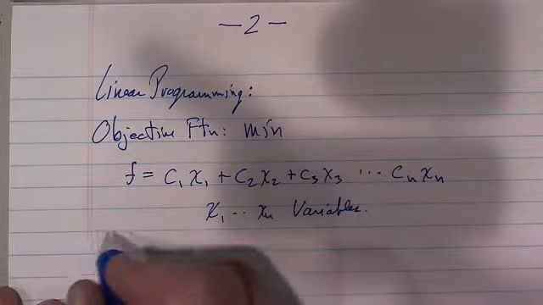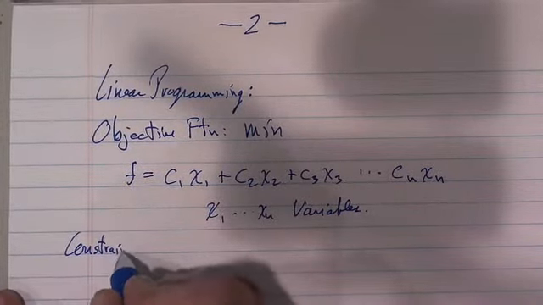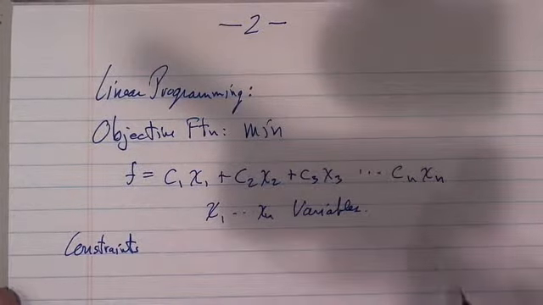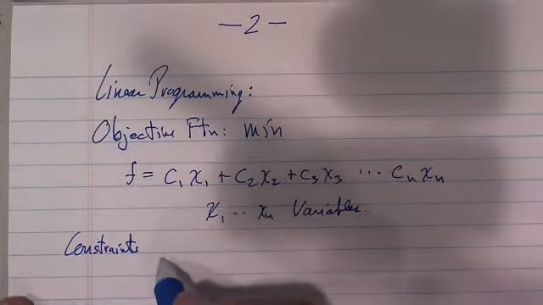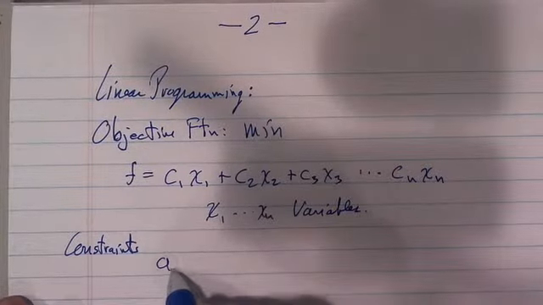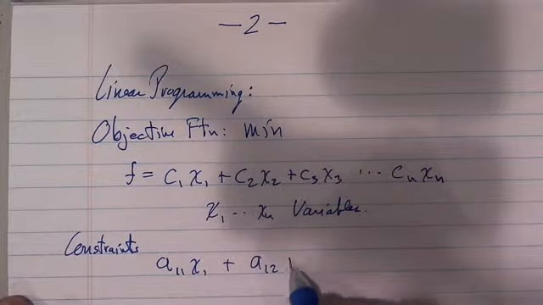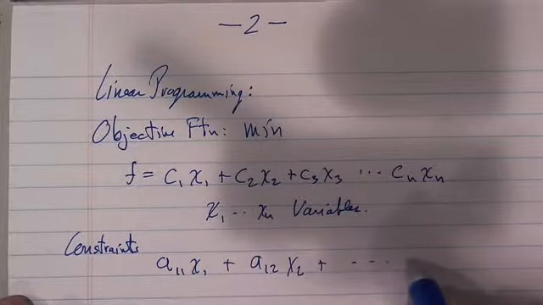And then we say we have constraints. And I'll say, we'll start out like this. We'll say, well, I'll have three constraints. A11 x1 plus A12 x2 plus etc.